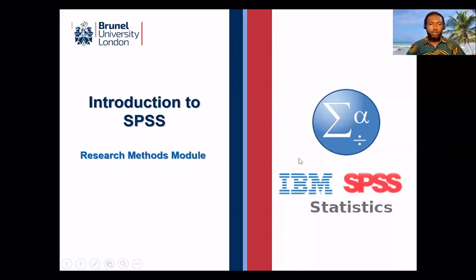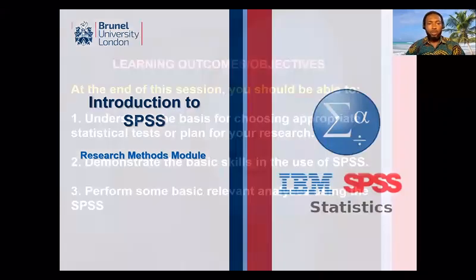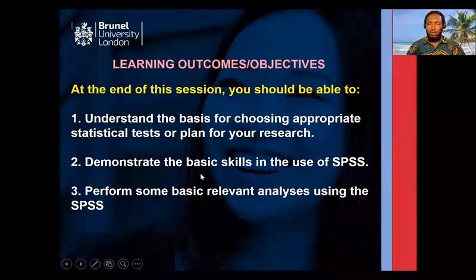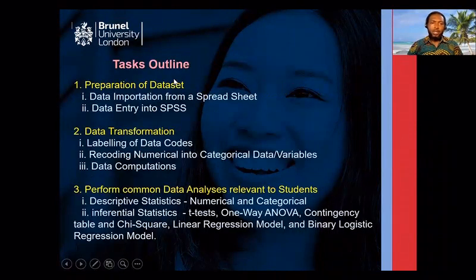Let me just run through this. So just to take you through the outline. These are the learning outcomes and objectives of this session. So at the end of this session, you should be able to understand the basis for choosing appropriate statistical test or plan for your research. Then you should be able to demonstrate the basic skills in the use of SPSS and perform basic relevant analysis using the SPSS.